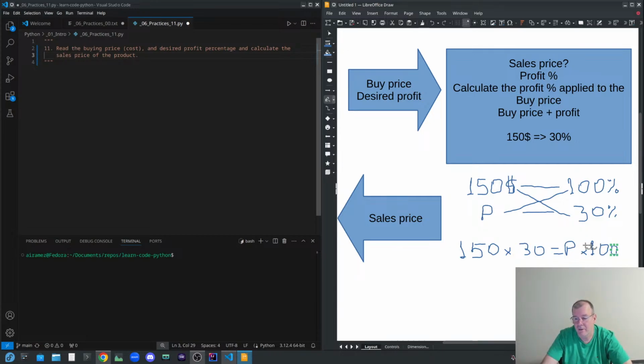And now we have to simplify this formula. So we are looking for P. So let's put P multiplied by 100 on this side, just to make it easier for us.